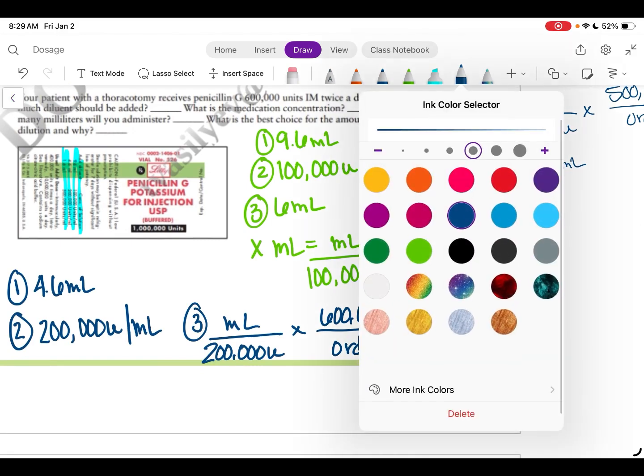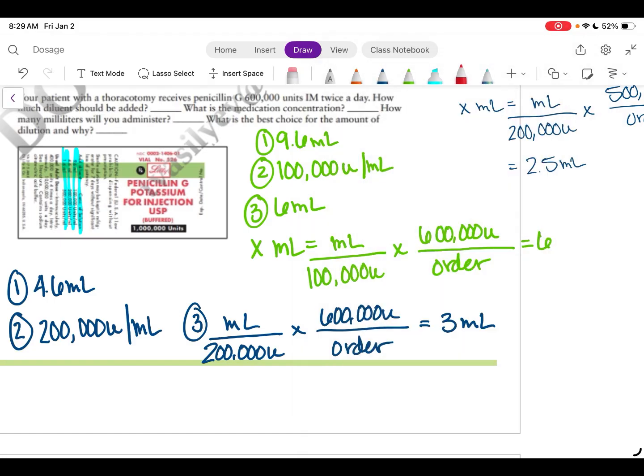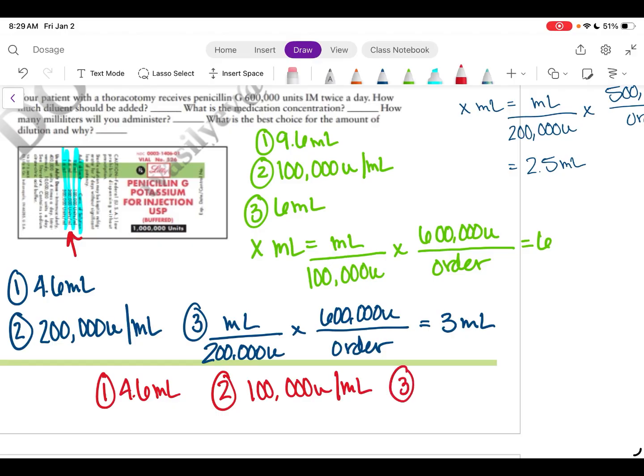The only time you'll get it wrong is if, here, let me do it in red. Say you wanted to use 4.6 as your diluent, but then you told me that your concentration was 100,000, which is wrong based on your label. That's not what your label says. And then you did the math and told me it was 6 milliliters, which would be correct based on that concentration, but that's not the concentration you got because of how much diluent you used. So you'd be wrong.